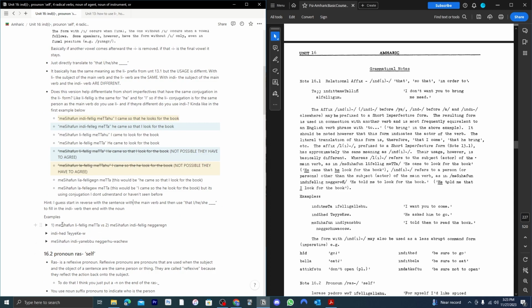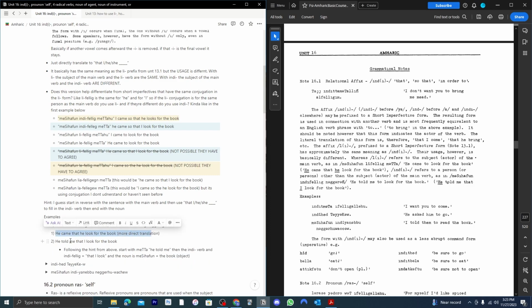So maybe looking at examples, this is an example we went over before, but we can do it again. So Mesafun lefeleg meta, he came, and this needs to be about me so that I can look for the book. Mesafun indefeleg neggerin, so he told me, so he's doing this action, so I have to be doing this one. So he told me so that I will look for the book. So he told me to look for the book is how I interpret that.